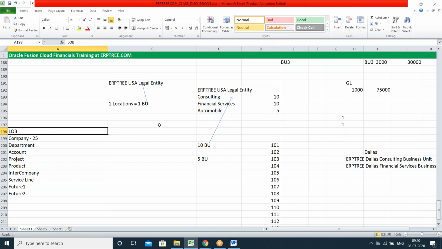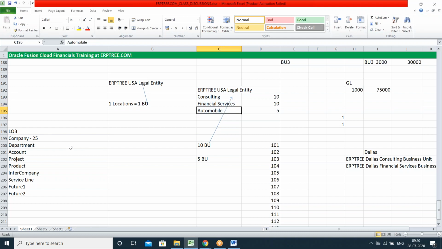When you are recording the transaction, if these three are separate legal entities, the business unit can identify which legal entity the transaction belongs to. But these three are not legal entities. These three are falling under one registration. So the system cannot track the company. If you record the transaction with business unit 10, business unit 10 always says it belongs to this legal entity, but it won't say which business it belongs to: consulting, financial, or automobiles.